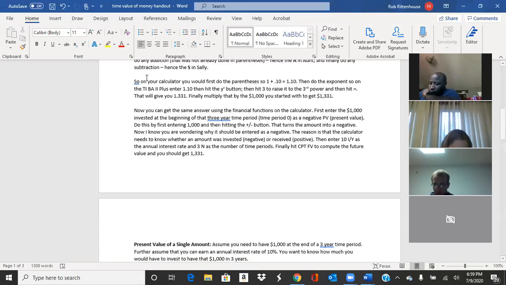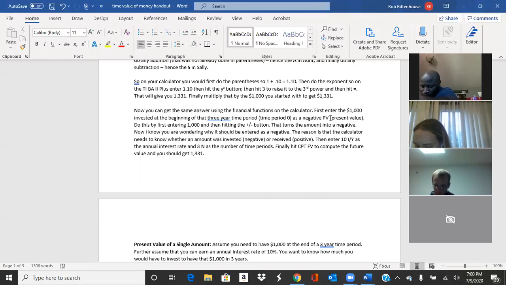Now, you can get the same answer using the financial functions on the calculator. Everybody with your calculator, let's do this together. Enter the 1,000, since that's what you're investing at the beginning of the 3 years, as a negative PV. Put the 1,000 in your calculator, and next to the equals button, you have a little plus minus sign. Hit that plus minus to make it a negative 1,000, and then hit PV.